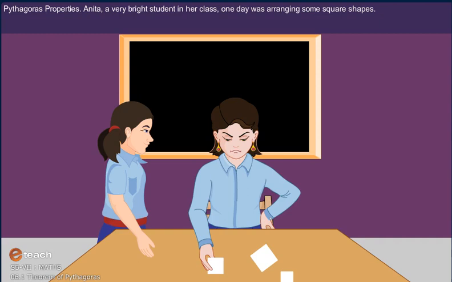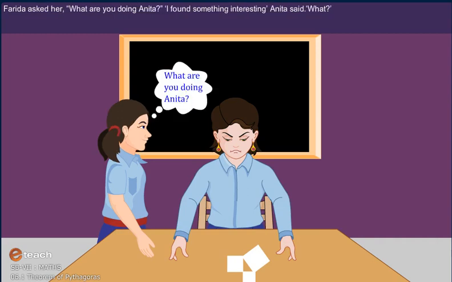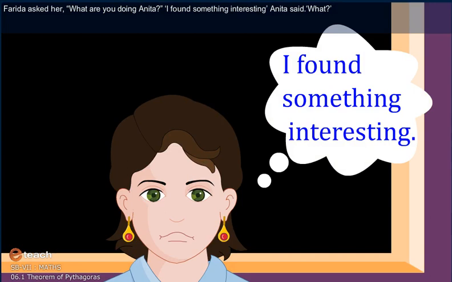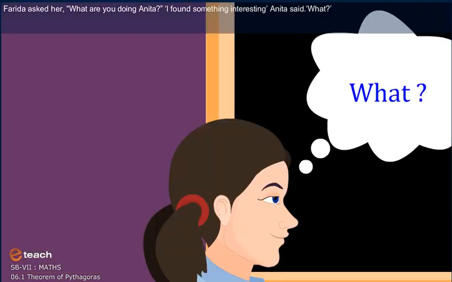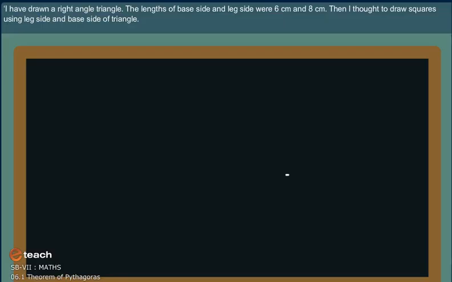Anita, a very bright student in her class, one day was arranging some square shapes. Farida asked her, "What are you doing, Anita?" "I found something interesting," Anita said. "What?" "I have drawn a right angle triangle. The lengths of the base side and length side were 6 centimeters and 8 centimeters.